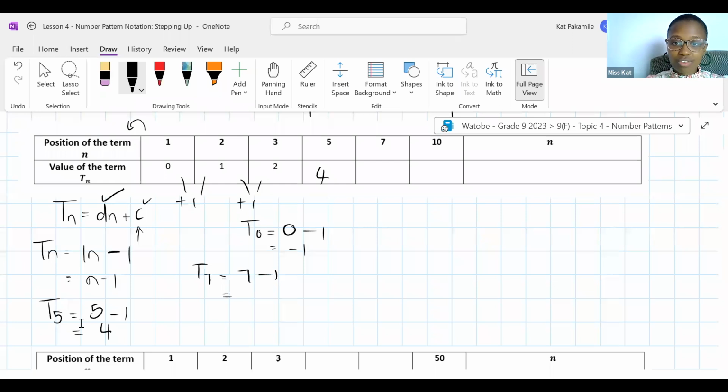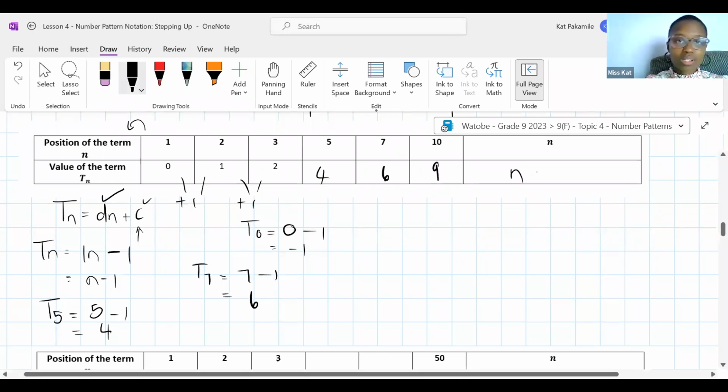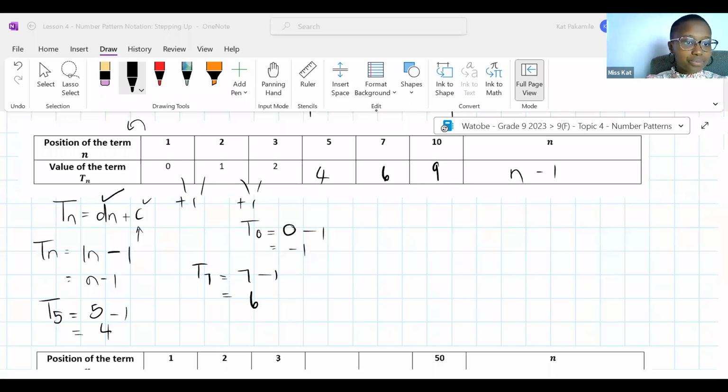This is a very easy sequence for us. How much is that? 6. And tell me without working out, what is T10? 9. And our nth term is n minus 1. Thank you very much for helping me out. That was brilliant. Major shout out, girl.